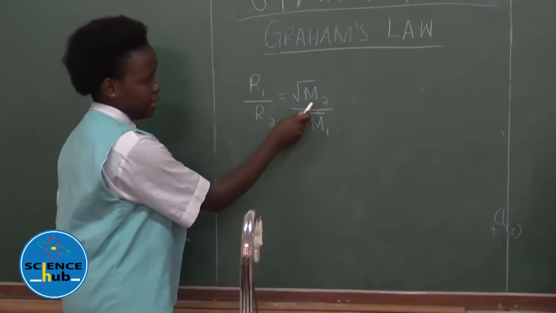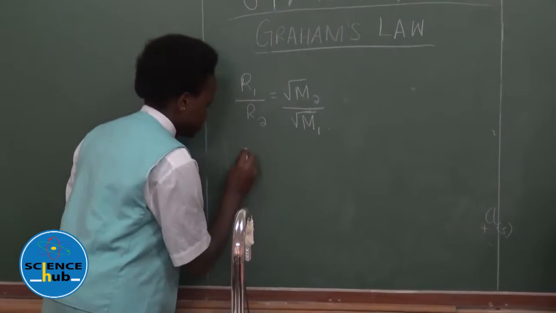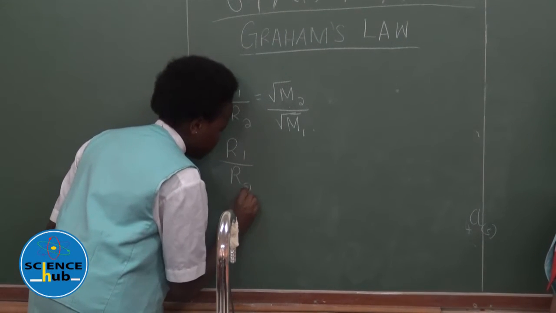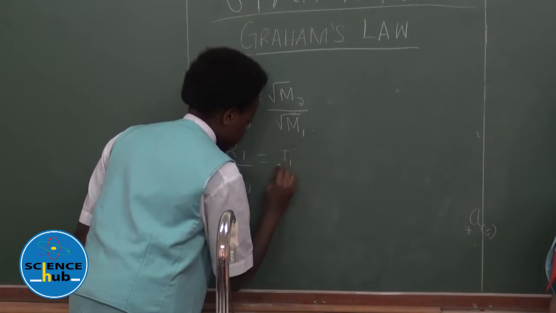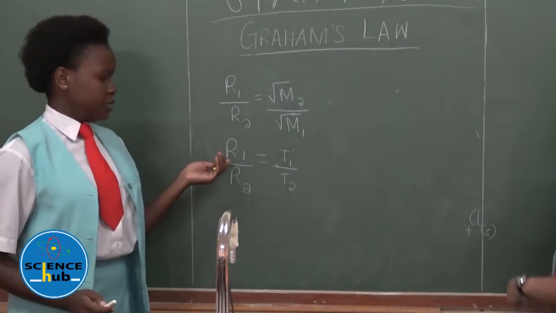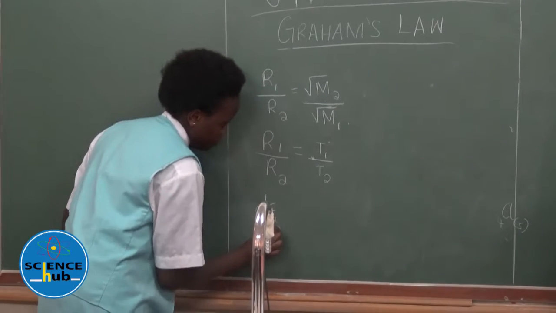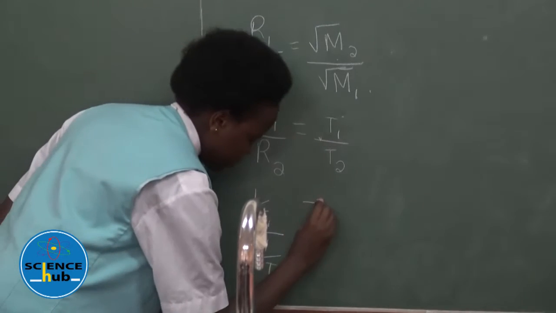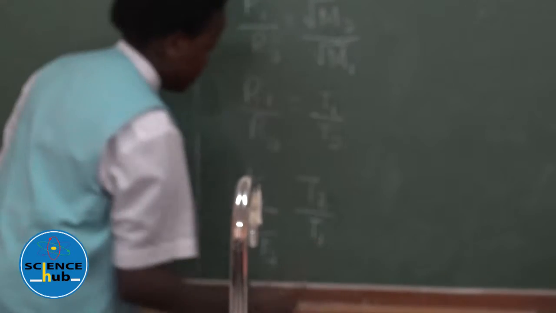Because our first one here, we had density on both sides of the fraction. And then we have another one too. This is because rate is given as 1 over time. So if we were to put here 1 over t, 1 over time of the first gas, or 1 over time of the second gas, we would get time over that.